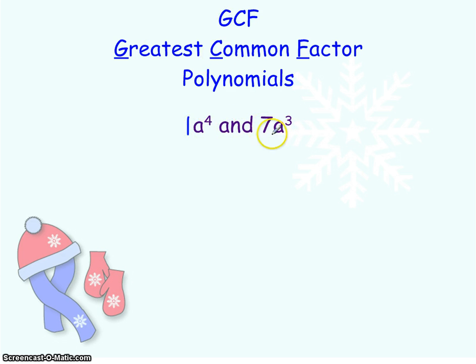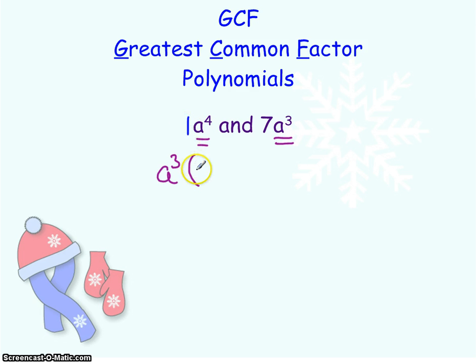Since they can't be divided by anything else, I'm going to go on to the variables. Okay, you have a to the 4th and a to the 3rd. The smallest one is what they have in common, so you can take out a to the 3rd.